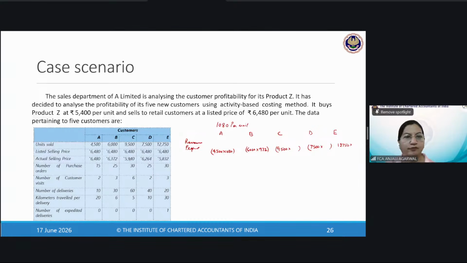For C, 5,400 minus 5,940, it's 540 only. And you can see they're buying in bulk more, so the profitability is less. Here, 5,400 minus 6,264, so it's 864. And 5,400 minus 5,832, it's 432. So first, this is the profitability from units multiplied by actual selling price minus cost.